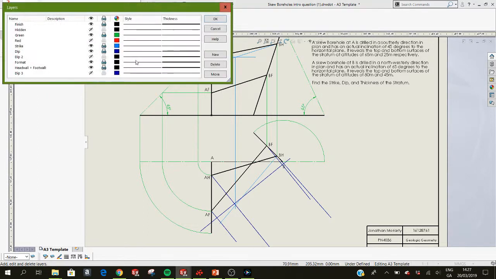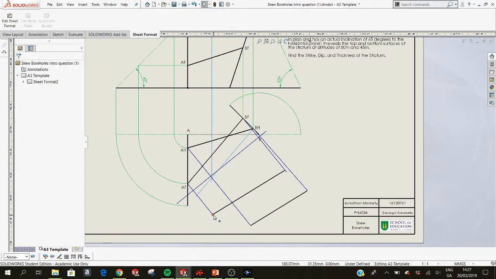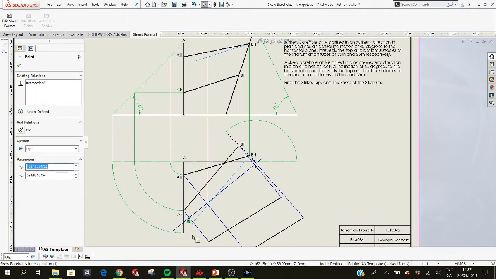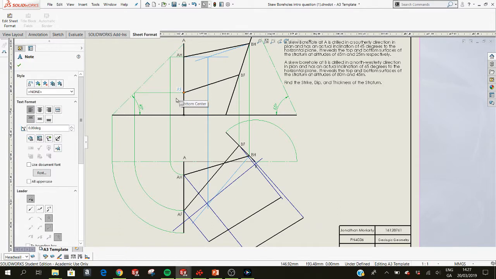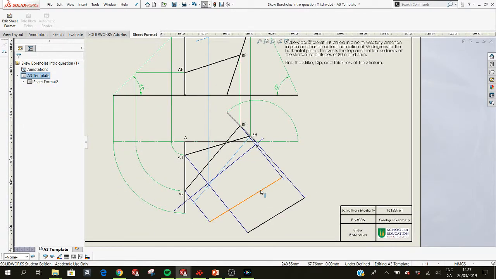So if I just simply turn on the next layer, you can see our thickness is in there now, and these points are actually taken straight from the elevation. So for the AF here, I've taken this height from here to here, straight from plan. Those will be the same height. And the same goes for the rest of the points. So that's our thickness there.